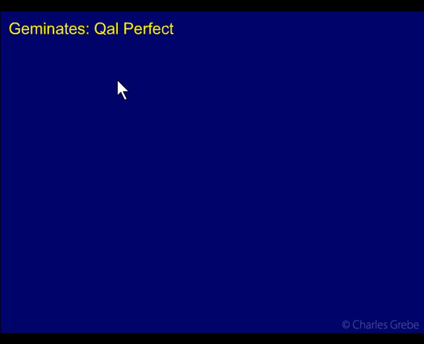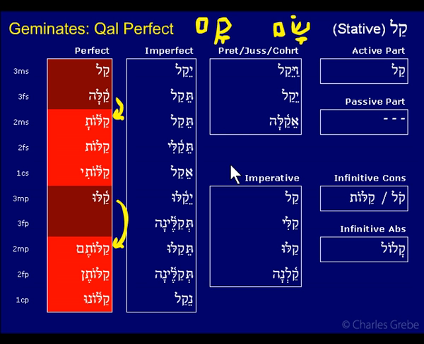Okay, is that it? That's it for Qal Perfect. Next, we will look at the imperfect.